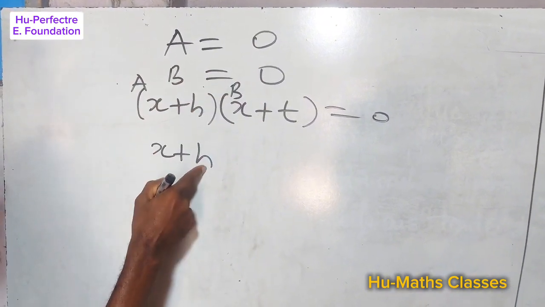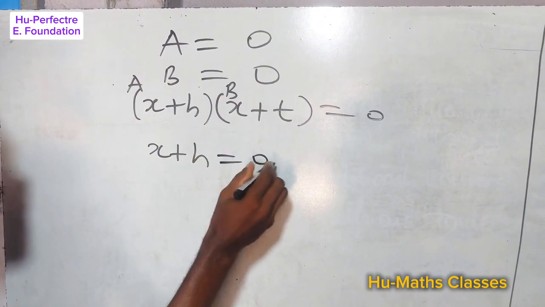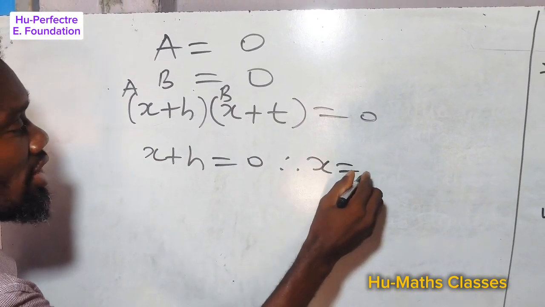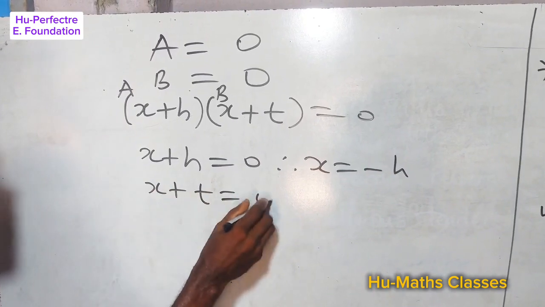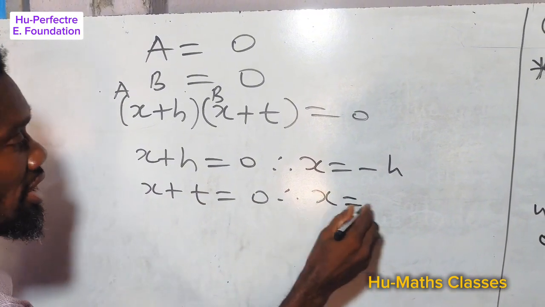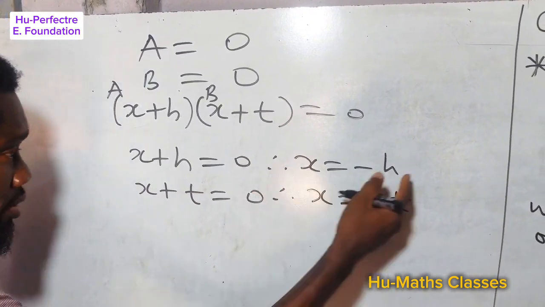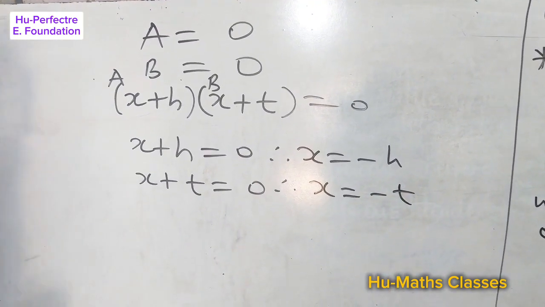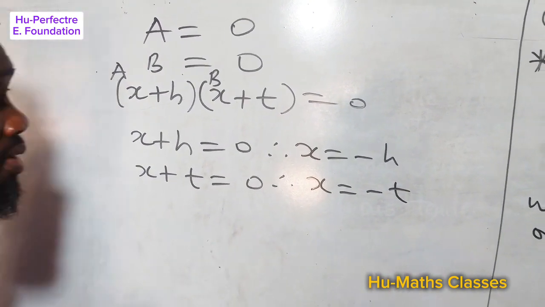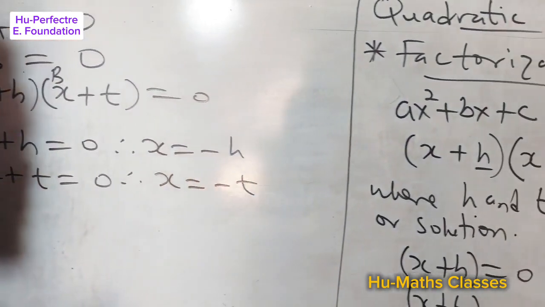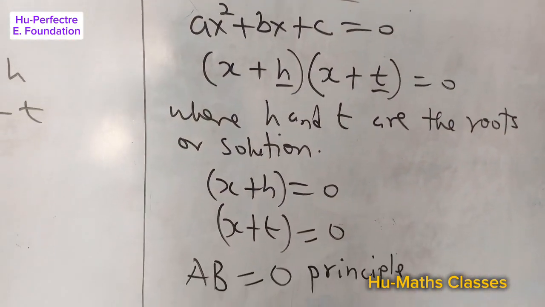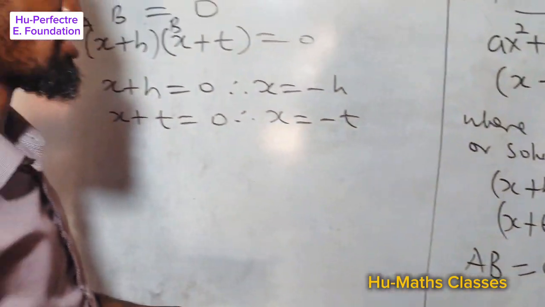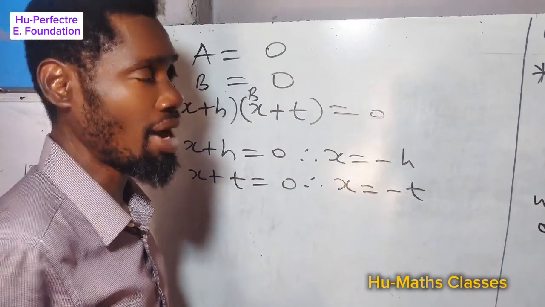So x plus h will be equal to 0. Therefore, x is equal to minus h. x plus t is equal to 0. Therefore, x is equal to minus t. So these are the roots of the quadratic problem. In our next class, we shall be dealing with real quadratic problems that will help us solve to arrive at whole numbers or natural numbers as answers.